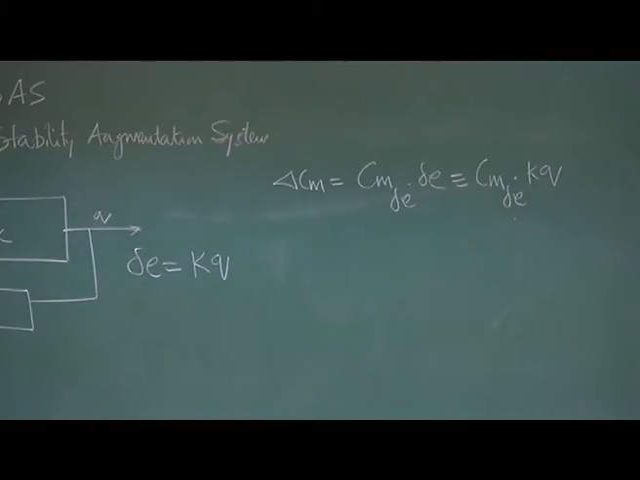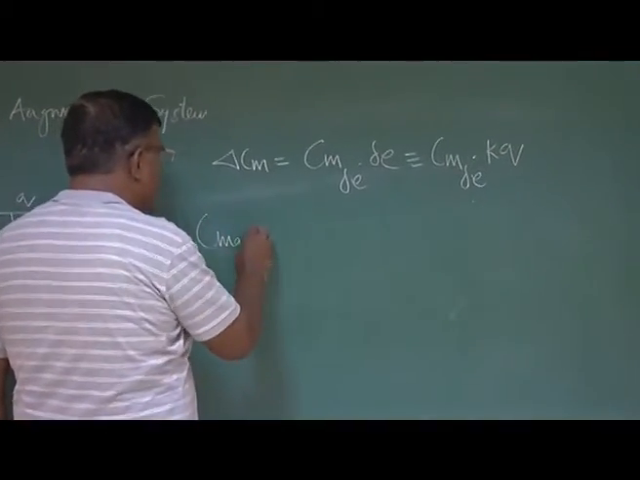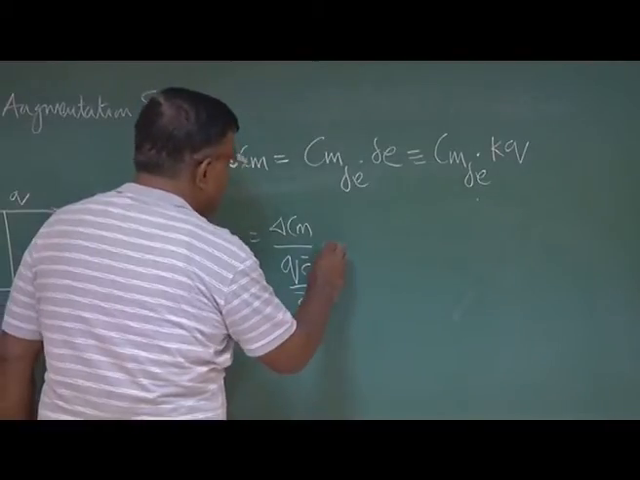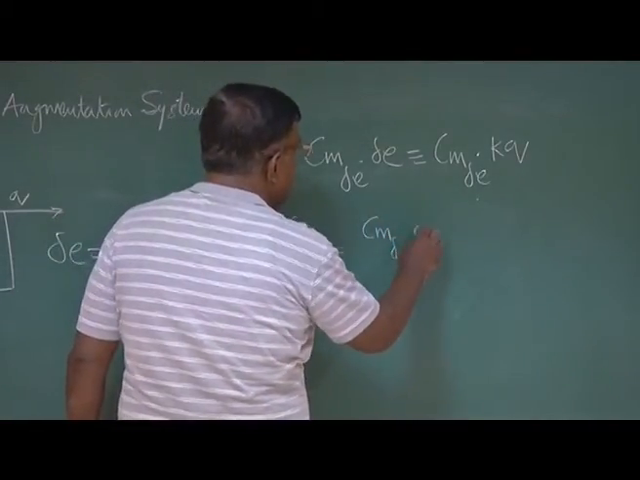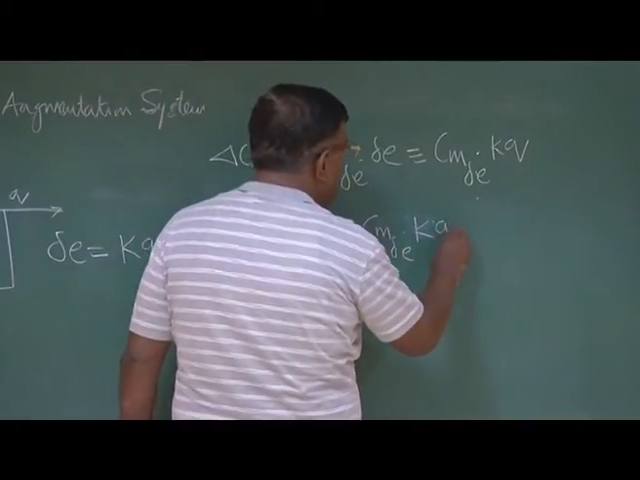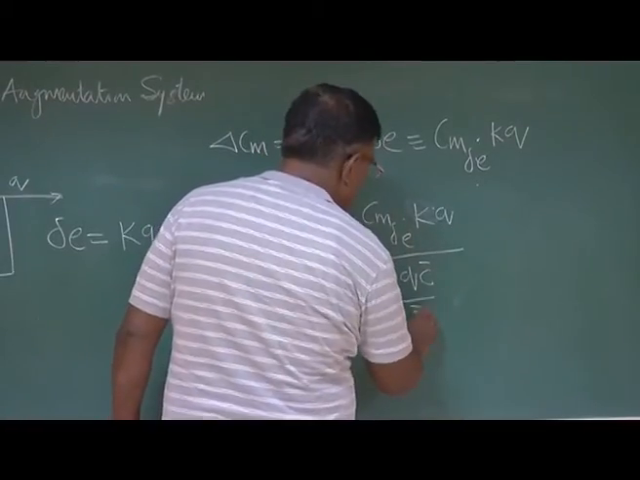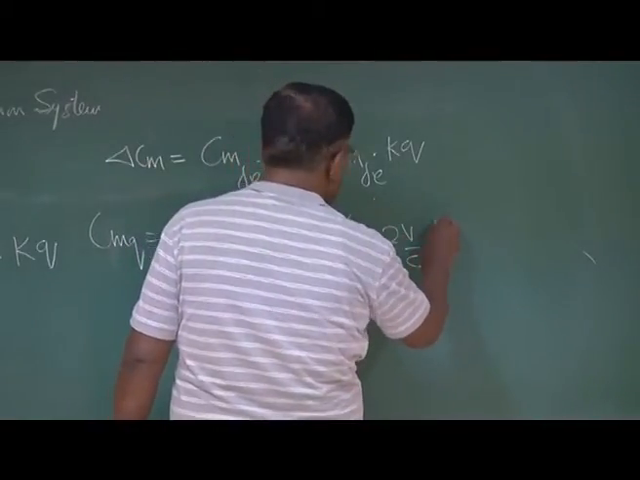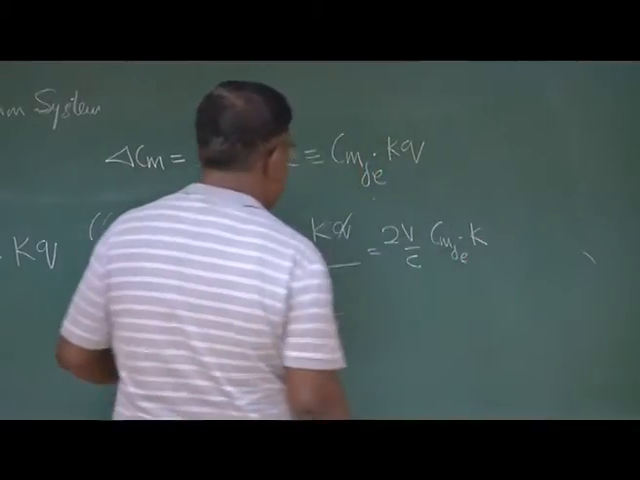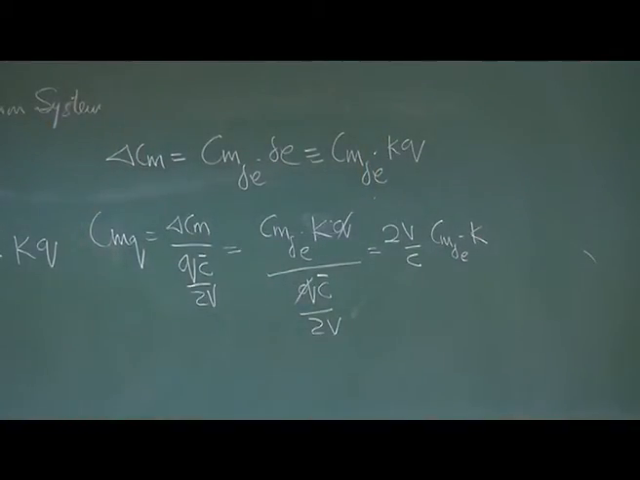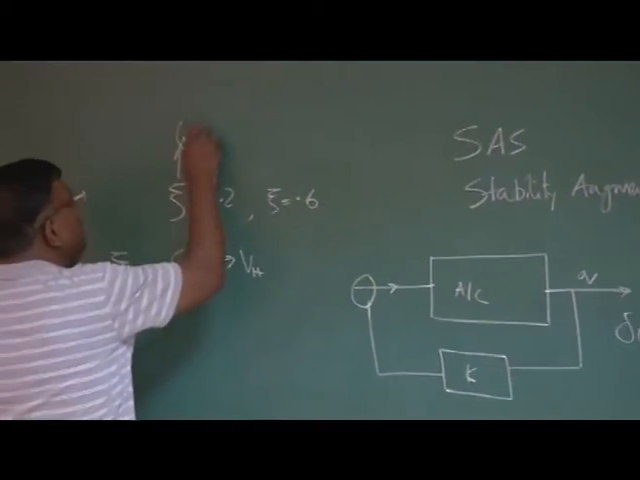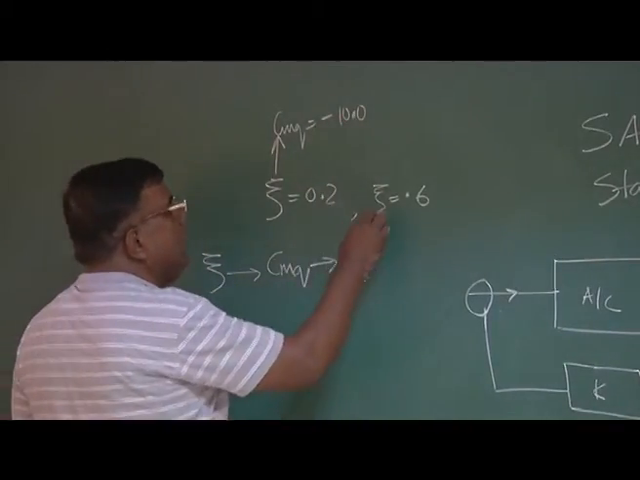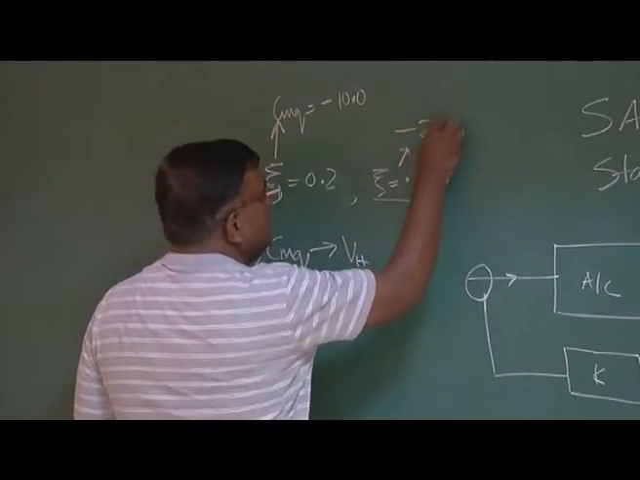And CMQ is defined as delta Cm by Q C bar by 2V. So I write this as Cm delta E into delta E, which is nothing but KQ divided by Q C bar by 2V. So Q gets cancelled, and this becomes 2V by C bar into Cm delta E into K. Okay. So now you could see that, let's see, for zeta equal to 0.2, CMQ you can calculate was, let's say, minus 10. Some number. To make zeta 0.6, the CMQ required is minus 20, let us say.